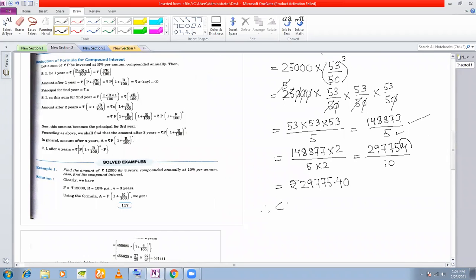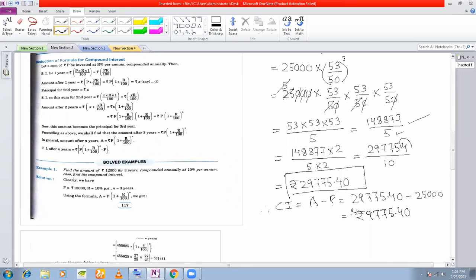Therefore, what is the compound interest? Compound interest is amount minus principal. So this is 29,775.40 minus, and the initial principal was 25,000 rupees. Okay, so this will give you 9775.4. And this is what your answer is. So your amount here is this, and your compound interest here is this.